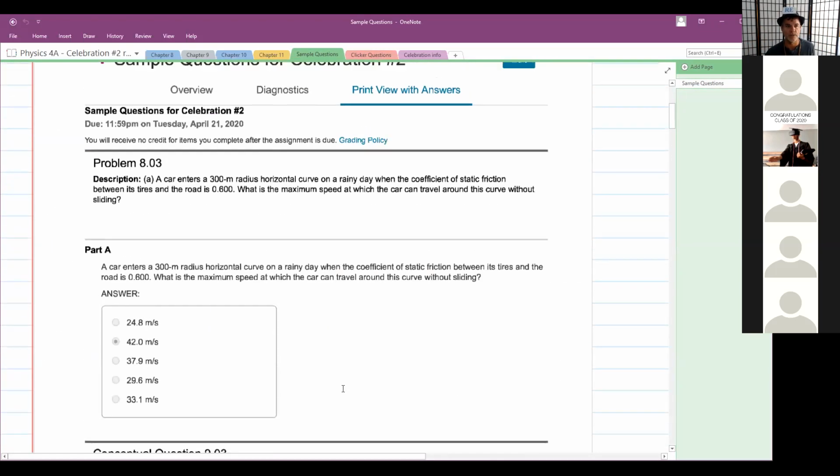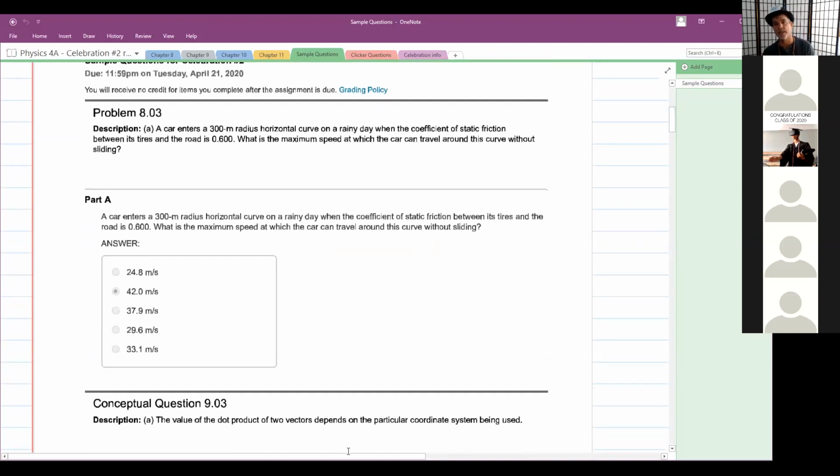So let's just go through some of the problems to give you an idea of the level of the problems. So here's a problem from chapter 8. And again, this is not on the Celebration, but this is the kind of problem you might see in terms of the difficulty. So a car enters a 300-meter radius horizontal curve on a rainy day when the coefficient of static friction between the tires and the road is 0.6. What is the maximum speed at which the car can travel around the curve without sliding?